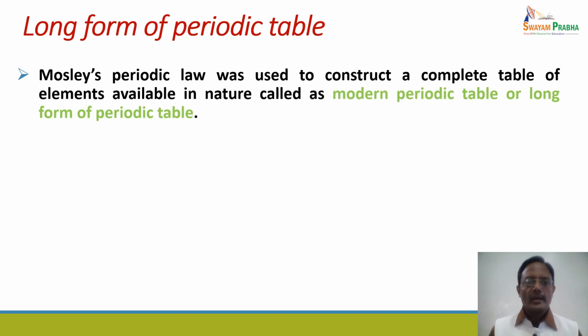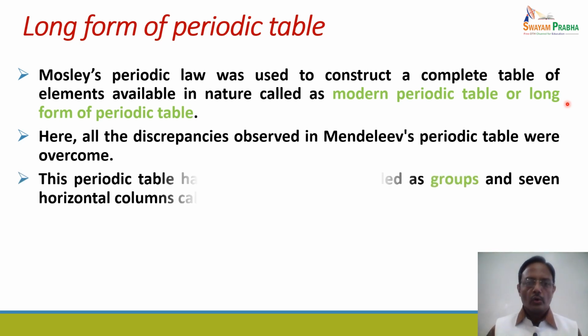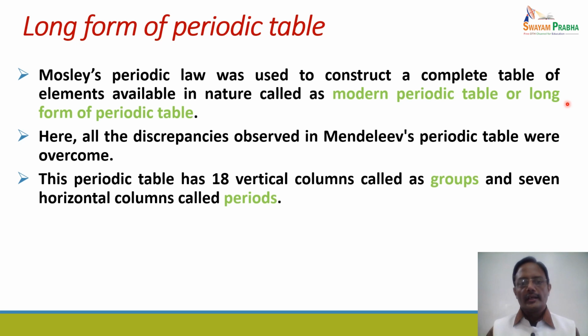Now this long form of periodic table is based on Moseley's periodic law, and this was used to construct a complete table of elements known as modern periodic table or long form of periodic table. Here all the discrepancies observed in the Mendeleev periodic table were overcome, and this periodic table has 18 vertical columns called as the groups and 7 horizontal rows, that is called as the periods.